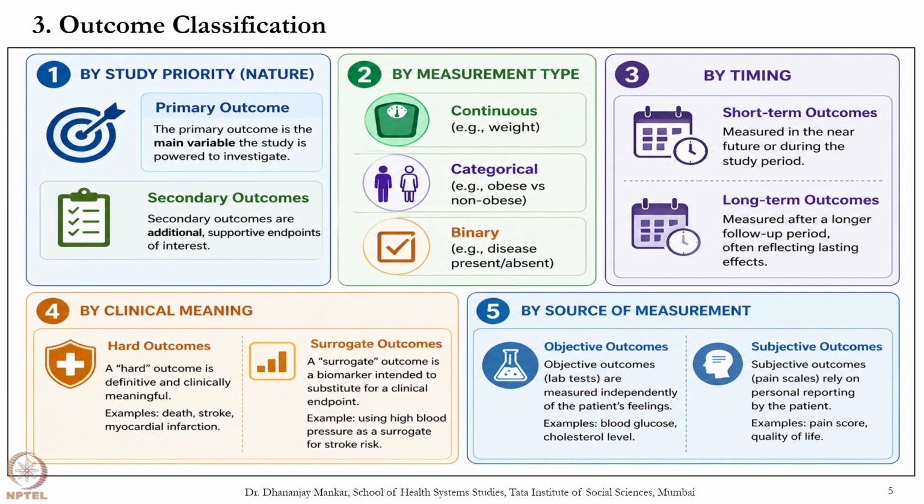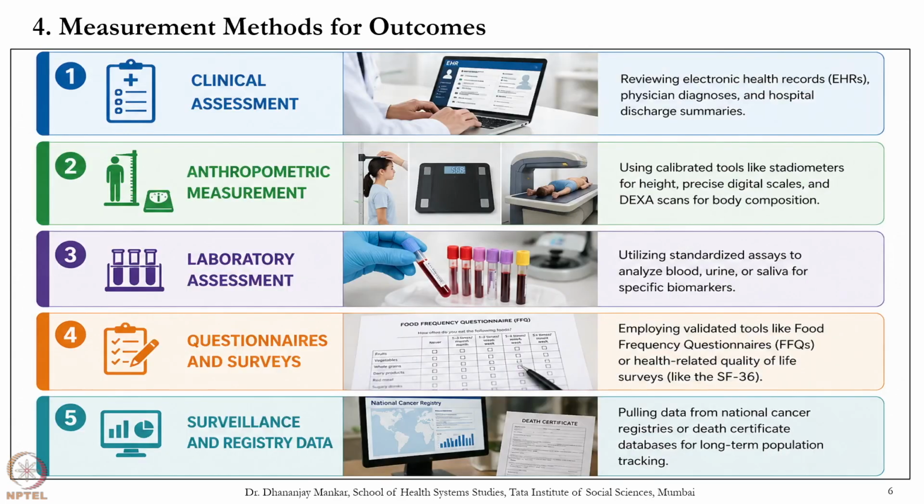The final one is by source of measurement: objective outcomes versus subjective outcomes. Subjective outcomes are very personal reports coming from the patient, like pain score and quality of life. Objective outcomes are indicators pointing towards a level, like a cholesterol level or blood glucose level. So objective outcomes come from the lab, measured independently of the patient's feelings.